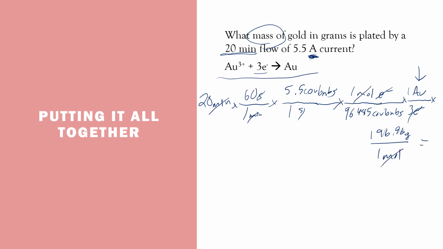So I would do all of this together: 20 minutes times 60 times 5.5 divided by 96,485 divided by 3 times 196.96. All of that all at once, and you get 4.5 grams of gold. Again, feel free to break that up into pieces if you want. You don't have to set it up as a giant dimensional analysis, but please make sure you are using dimensional analysis so that you know which units to use when.